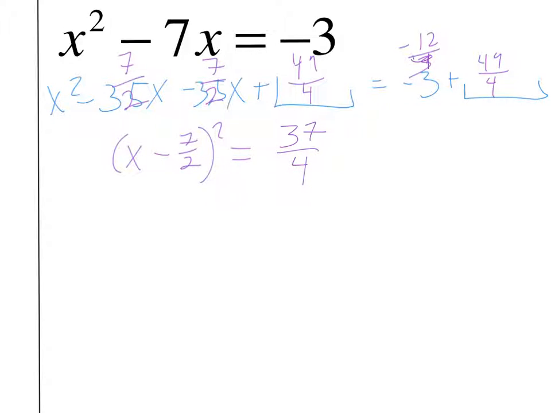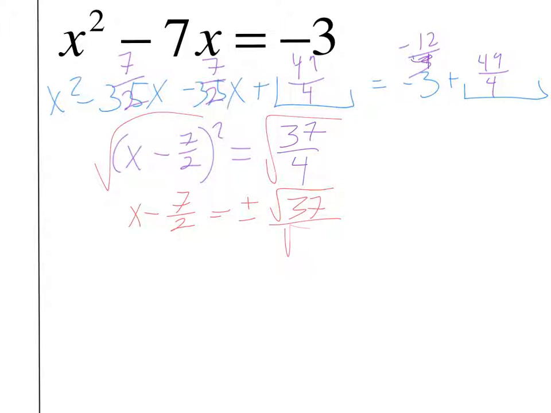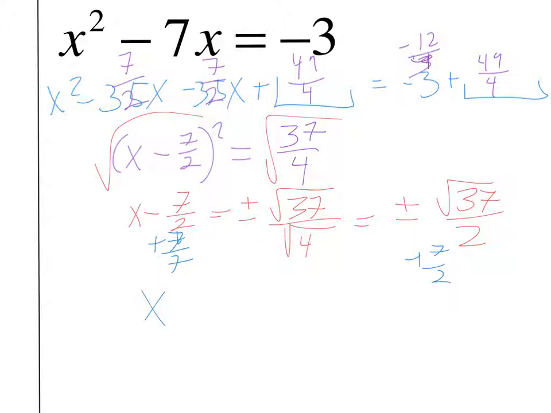All right. From this point, I'm going to take the square root of both sides. I get x minus 7 over 2 is equal to plus or minus the square root of 37 over the square root of 4. In other words, plus or minus the square root of 37 over 2. And finally, we've got to add 7/2 to both sides. And we get x is equal to positive 7 over 2 plus or minus the square root of 37 over 2.